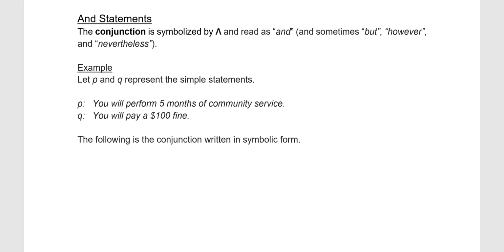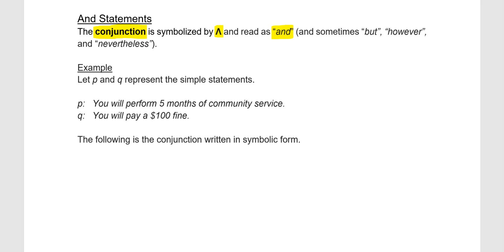So the next thing is going to be AND statements. AND statements are going to be called conjunctions. This conjunction is going to be symbolized with this symbol. It's easy to remember because it looks like an A missing the horizontal bar, A standing for AND. So the conjunction AND is going to be symbolized with that symbol, and it's going to be read as AND. And then we also have to keep in mind that it can be read as but, however, and nevertheless. These are all in symbolic form, and they're synonyms for AND.